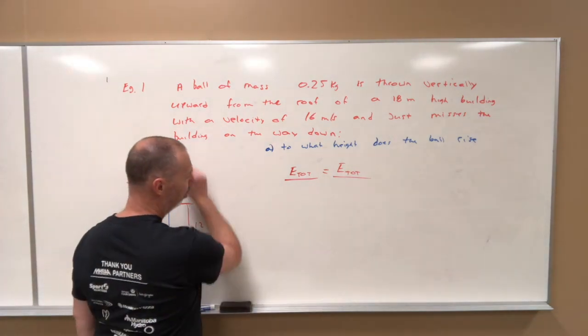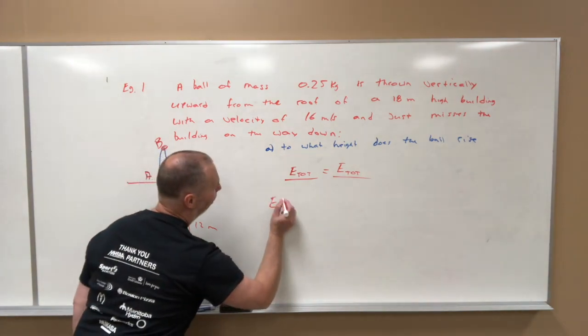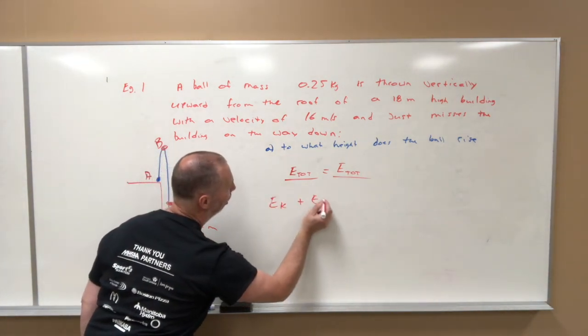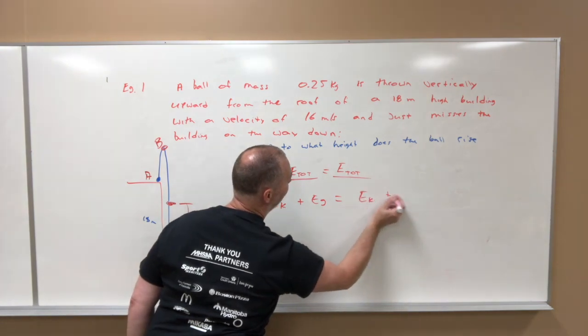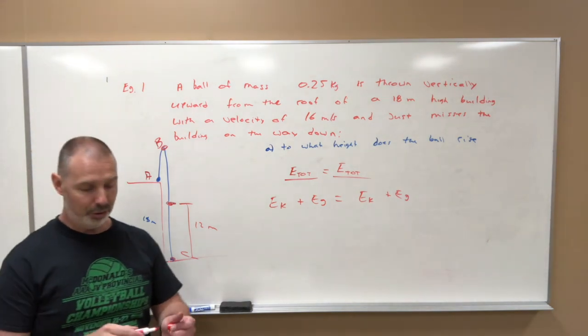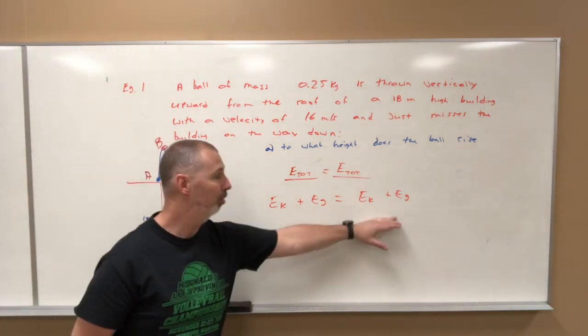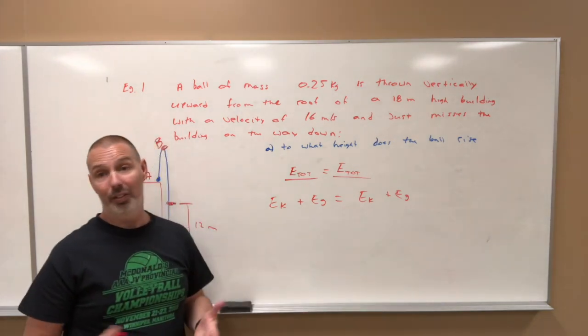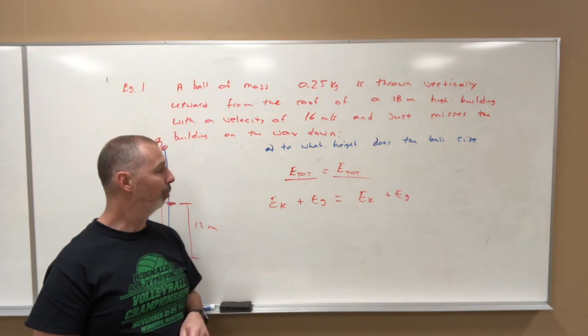And what you could do, because this is only kinetic and gravitational, we know that it's always going to be EK plus EG equals EK plus EG, at various points, wherever you want to pick a point. So it could be B and C, it could be A and C, A and B, whatever works, that leaves us with 1 unknown to solve for.